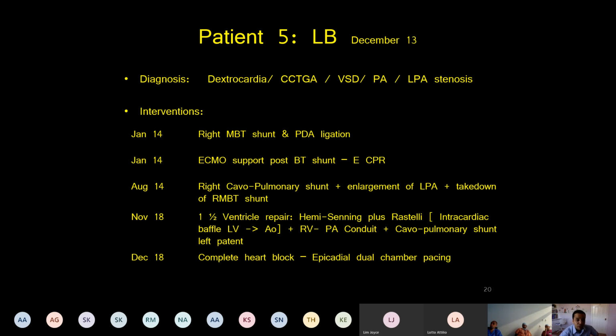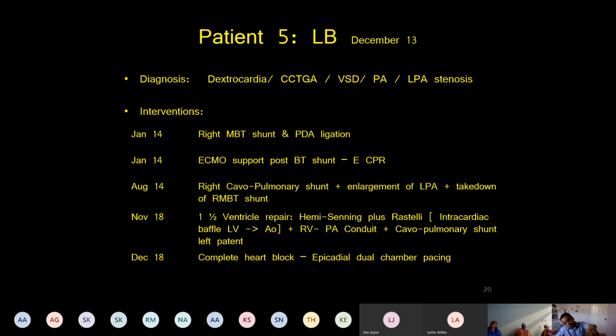What interventions did we do for Lincoln? He had a right modified BT shunt. He needed ECMO support. Again, I hate BT shunts, not good. For intensivists, they are bad. Post BT shunt, he needed ECMO support, ECPR, made good progress, then had a right cavopulmonary shunt, enlargement of LPA. The RMBT shunt was taken down. And then in November 18, by this time he's nearly 5 years old, he had a 1.5 ventricle repair with the complex surgery, which you can read there.